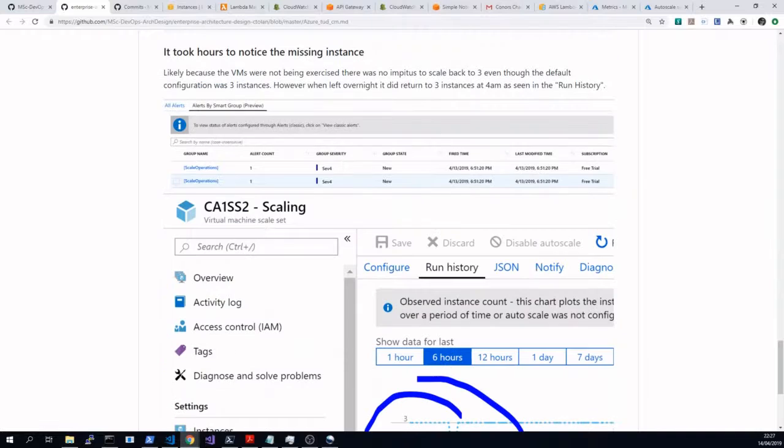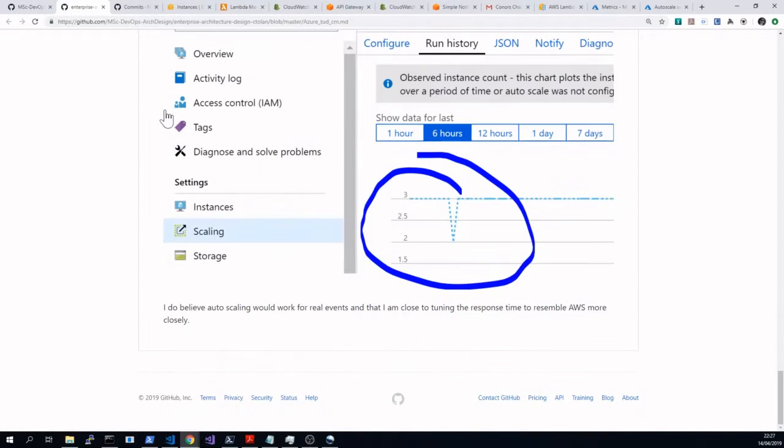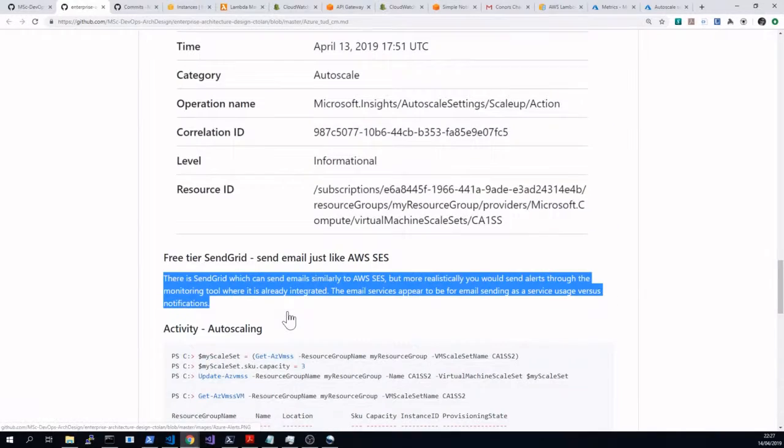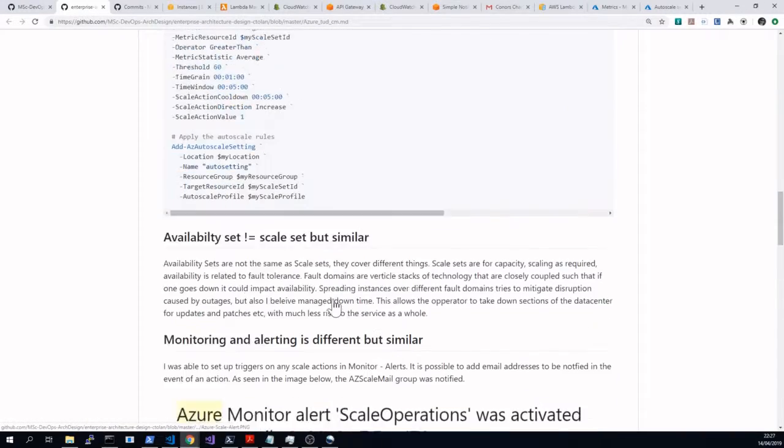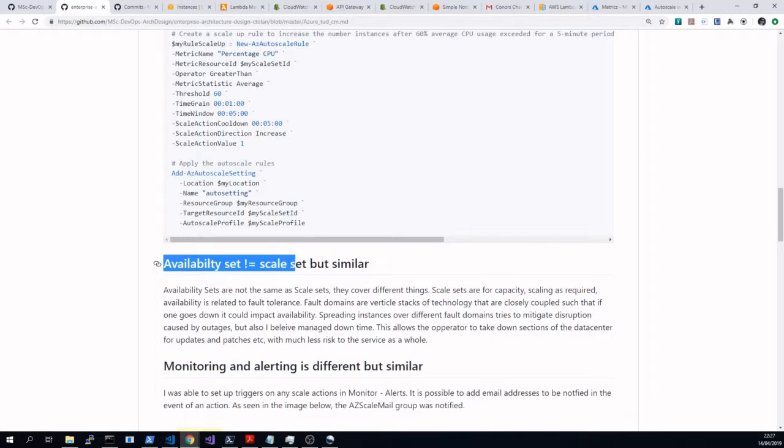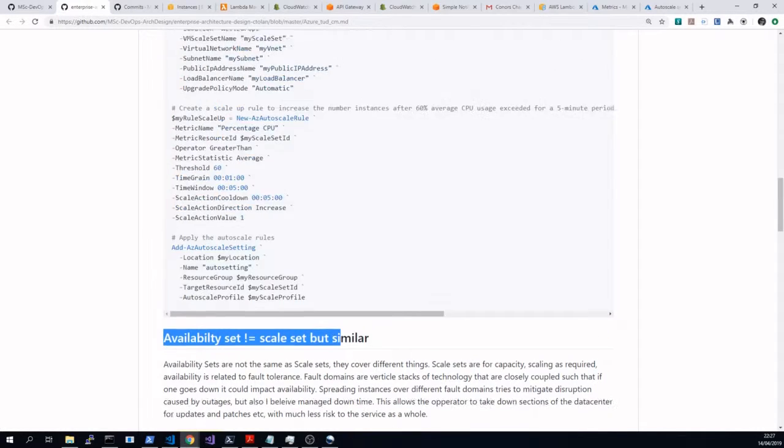What else would I want to say? Availability sets are not scale sets. Yeah, I mentioned that earlier.